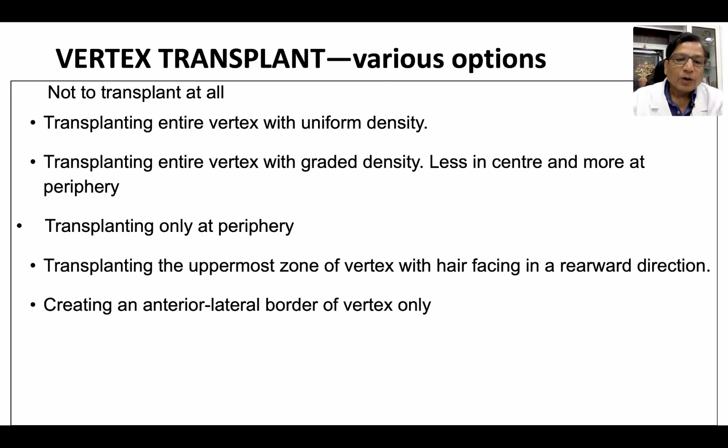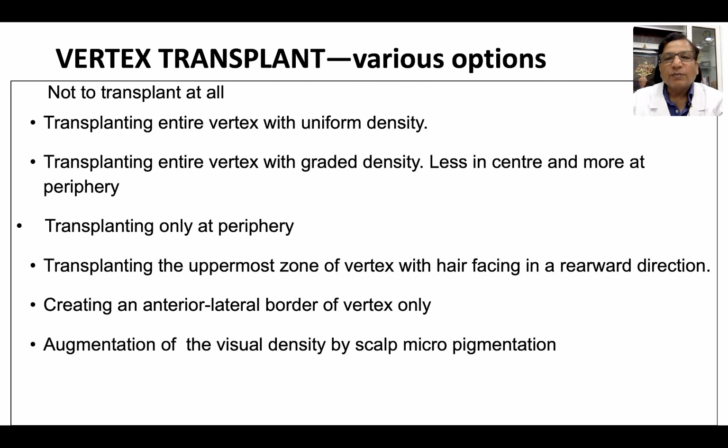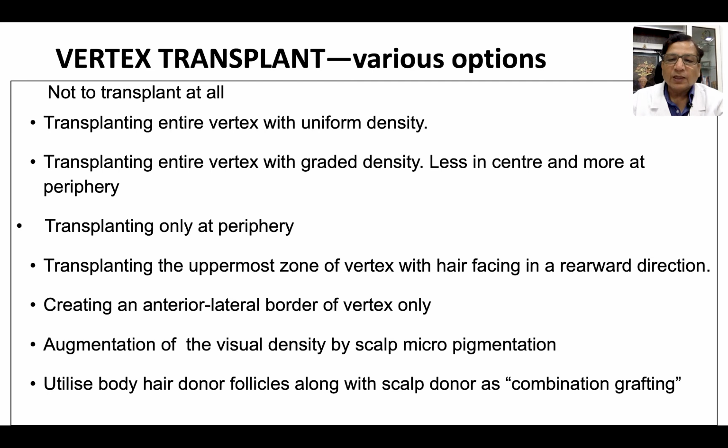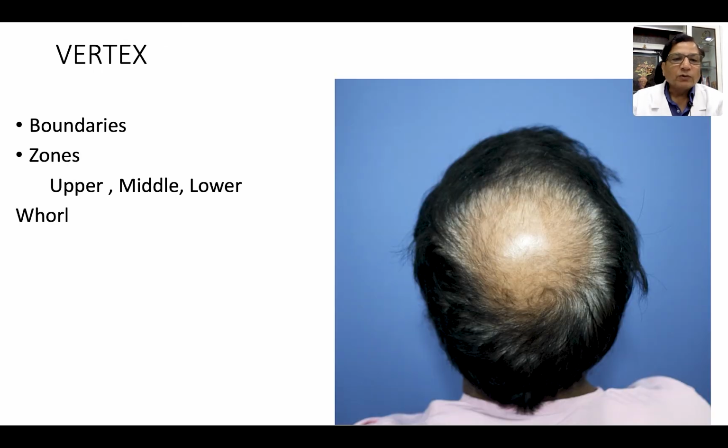So you can do this area transplant only. Augmentation of visual density by scalp micropigmentation is also an option. Utilize body hair donor hair follicles along with the scalp as a combination grafting. I have read the paper, my paper has been published on this. Combination grafting, the use of beard, and if beard is not available, then the chest hair is a good option to cover your vertex. Now the boundaries of the vertex: there are the zones, upper zone, middle zone, and the lower zone, and there is a wall. Let's understand. The vertex transition point makes the upper border. This is the mid-scalp area.